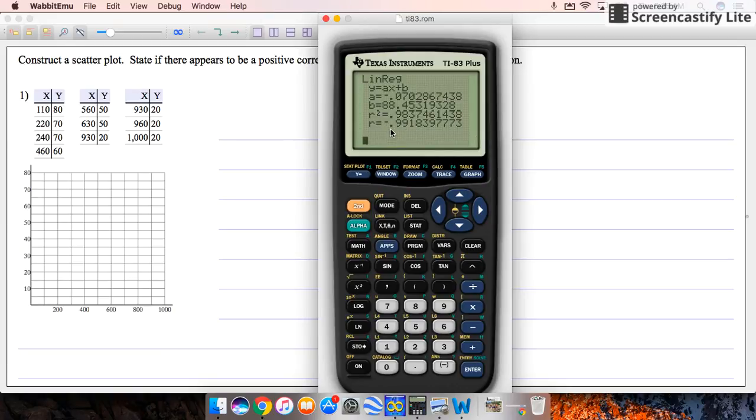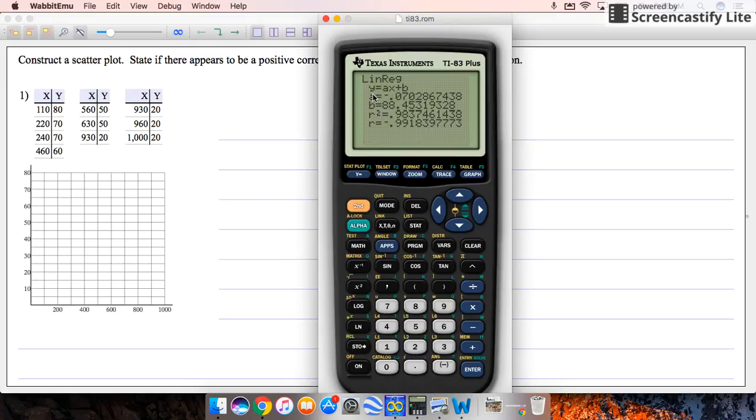Remember that if our R value is close to 1 or close to negative 1, that means that it's a strong correlation. If it's positive, that means it's a positive correlation. If it's negative, that means that it's a negative correlation, right? So in this case, we have negative 0.991, or if we round it to the thousandths place, it'd be negative 0.992. So that would give us a negative strong correlation.